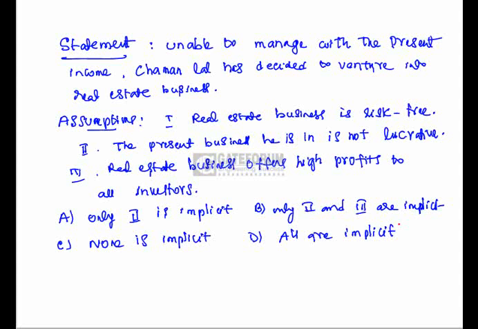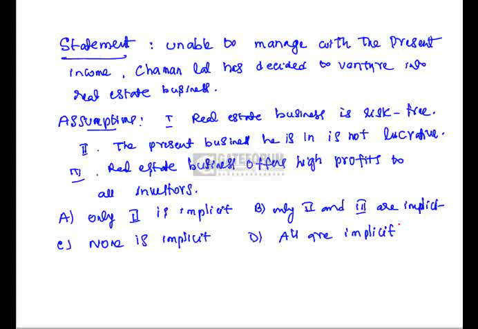Question on logical reasoning. Statement: Unable to manage with the present income, Chamanlal has decided to venture into real estate business. The assumptions given are: real estate business is risk free; second, the present business he is in is not lucrative; the third statement, real estate business offers high profits to all investors.